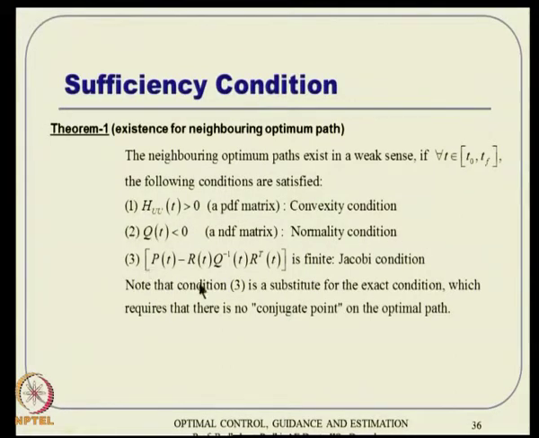And then this matrix, what you see, P of t minus R Q inverse R transpose, has to be finite. It cannot be infinity. That is called the Jacobi condition. So, if the convexity condition, normality and Jacobi conditions are satisfied, then it guarantees that the neighboring optimum path exists. Essentially, the third condition, the Jacobi condition, also talks about there being no conjugate point on the optimal path. Now, a conjugate point is something very simplistic in sense.